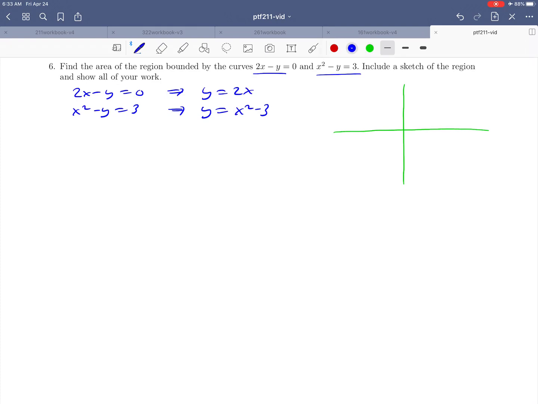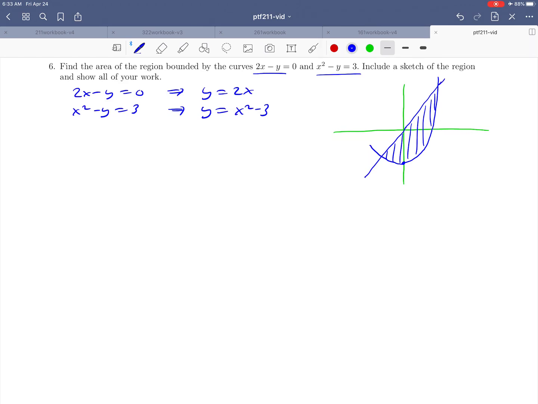Okay, so just in terms of a rough sketch here, y equals 2x is a line that has a slope of 2 and goes through the origin. So it kind of looks like that. And then y equals x squared minus 3, that's a parabola. You could double check me with a graphing calculator. And so you can kind of see the region that we're talking about. That would be the region that's bounded in between those that I'm shading here. That's the area that we'd like to find.